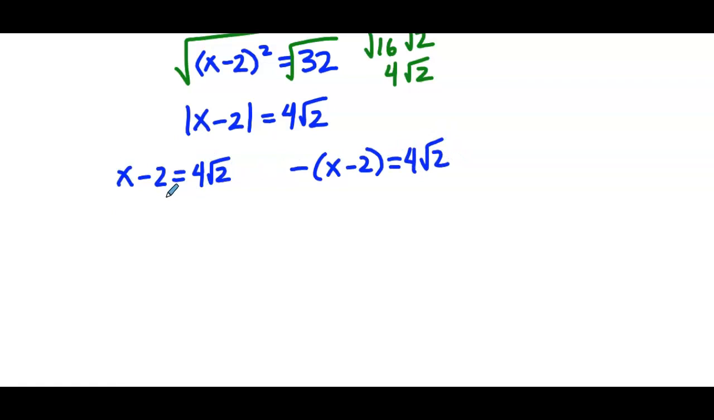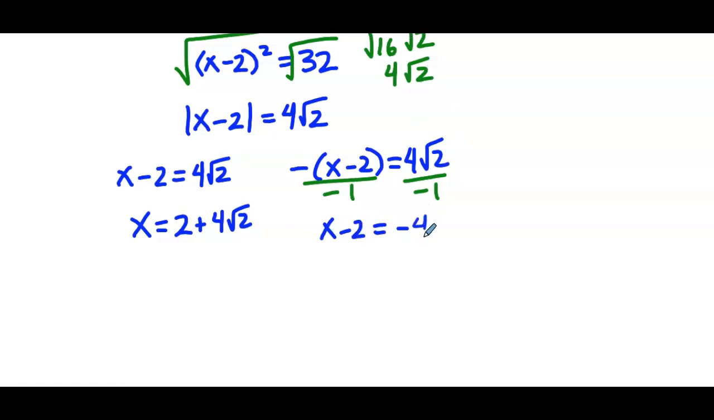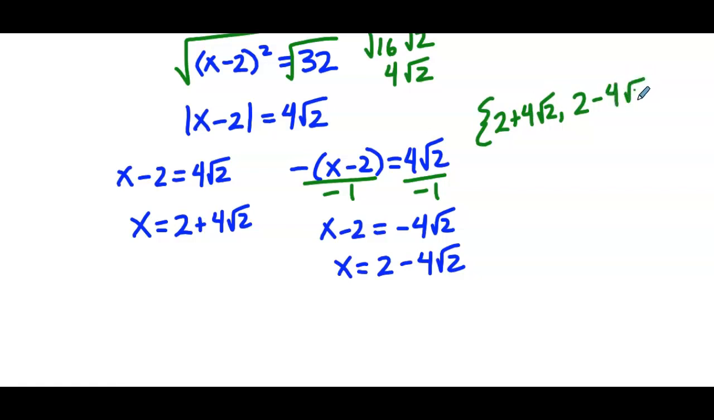Okay, so here we're going to add 2 to both sides, so x equals 2 plus 4 square root of 2. Because I have a square root on the other side, I'm going to start by dividing by negative 1. I find that easiest. So x minus 2 equals the negation of 4 rad 2. So adding 2 to both sides, x equals 2 minus 4 rad 2. So our solution set: 2 plus 4 rad 2, 2 minus 4 rad 2. If you want to express that as 2 plus or minus 4 rad 2, that would be perfectly acceptable as well.